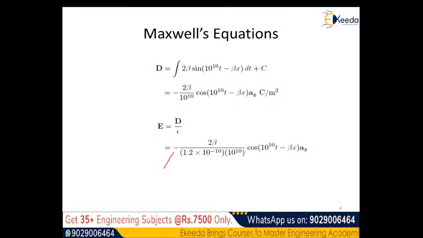Here you see this is with the negative sign, as the expression of capital D was there with the negative sign originally here. So by the next step, when we have the calculations done, the simplified expression for capital E, electric field intensity, can be obtained. Here we get it to the form: it is equal to minus 1.67 multiplied by beta into the cosine of the bracket where we have 10 raised to the power 10 t minus beta x, multiplied by ay here.